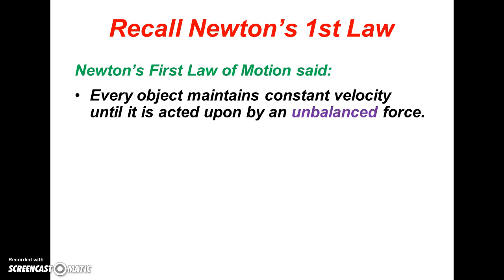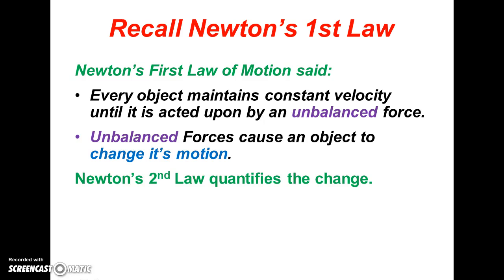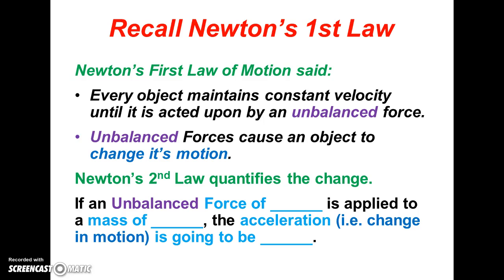If you recall, Newton's first law talked about an object maintaining constant velocity unless it was acted upon by an unbalanced force. Whenever that unbalanced force acts on an object, we know that the object's motion is going to change. Newton's second law just quantifies the change. So if an unbalanced force of x is applied to a mass of y, the acceleration is going to be z.